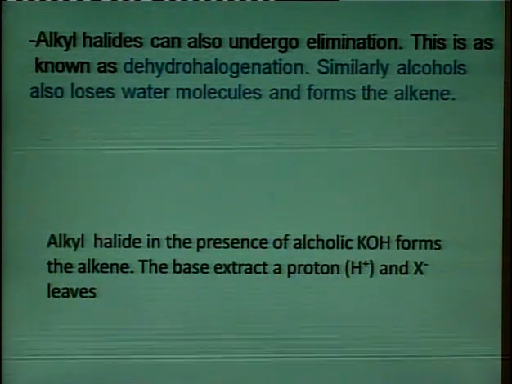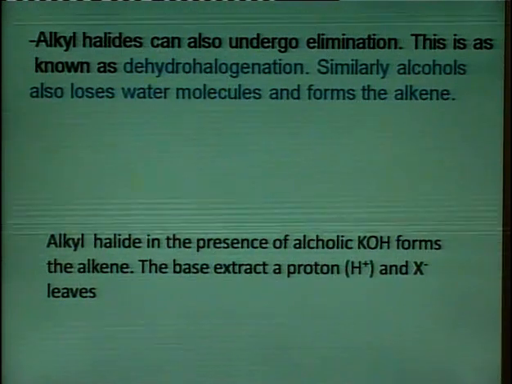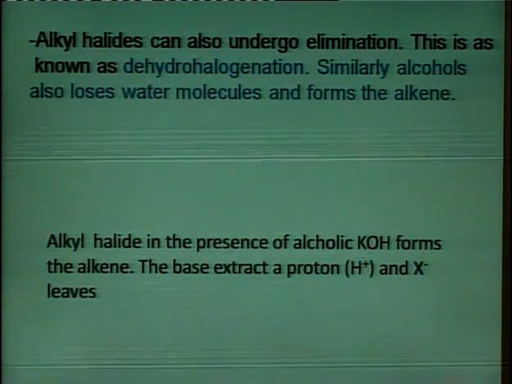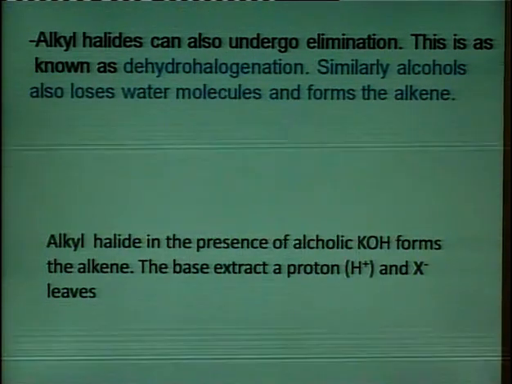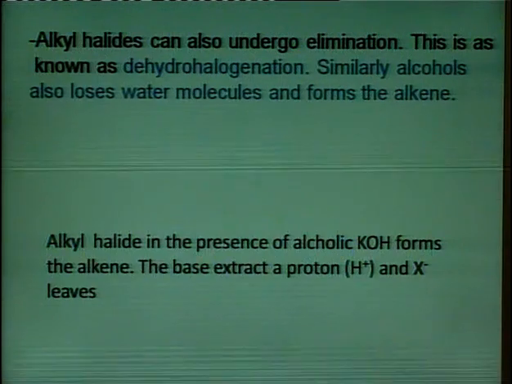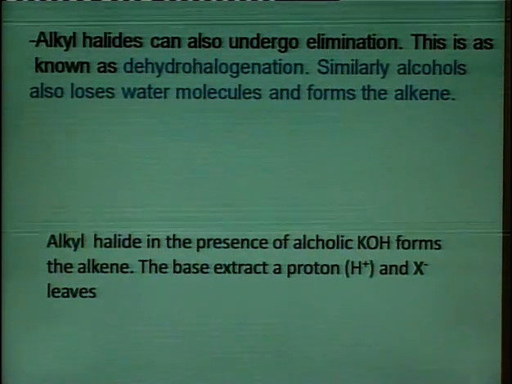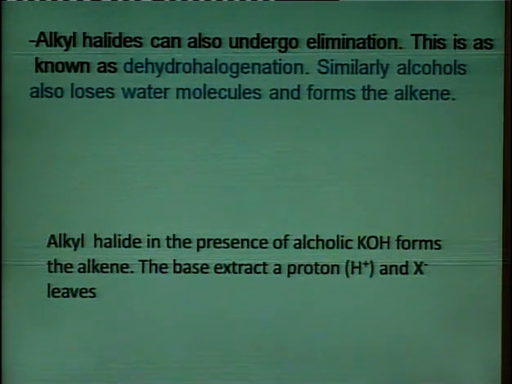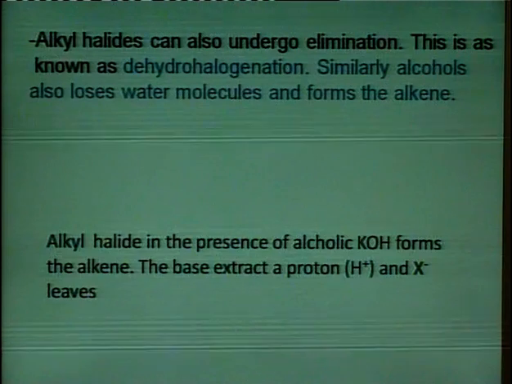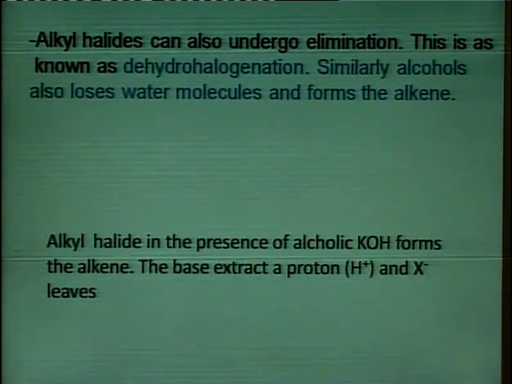Alkyl halides can also undergo elimination. This is also known as dehydrohalogenation. Similarly, alcohols also lose water molecules and form alkenes. Alkyl halides in the presence of alcoholic KOH form alkenes. The base takes the proton and X negative also leaves, and in this process alkene is formed, and it happens in the presence of alcoholic KOH, while alcohols also lose the water molecule and form the alkene in the presence of sulfuric acid.